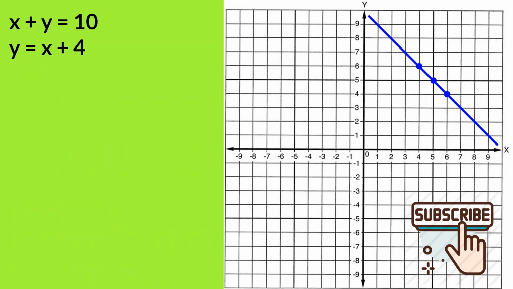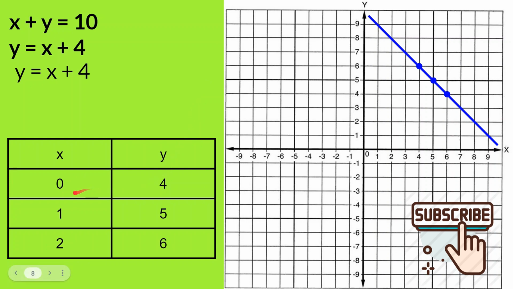So since it is already given to us y is equal to x plus 4, we'll directly draw our table. So we have to add 4 to the value of x, which can be anything, to get the value of y. So let's say 0. So 0 plus 4 is 4, 1 plus 4 is 5, and 2 plus 4 is 6. So we have (0, 4), (1, 5), and (2, 6). Let's plot them.